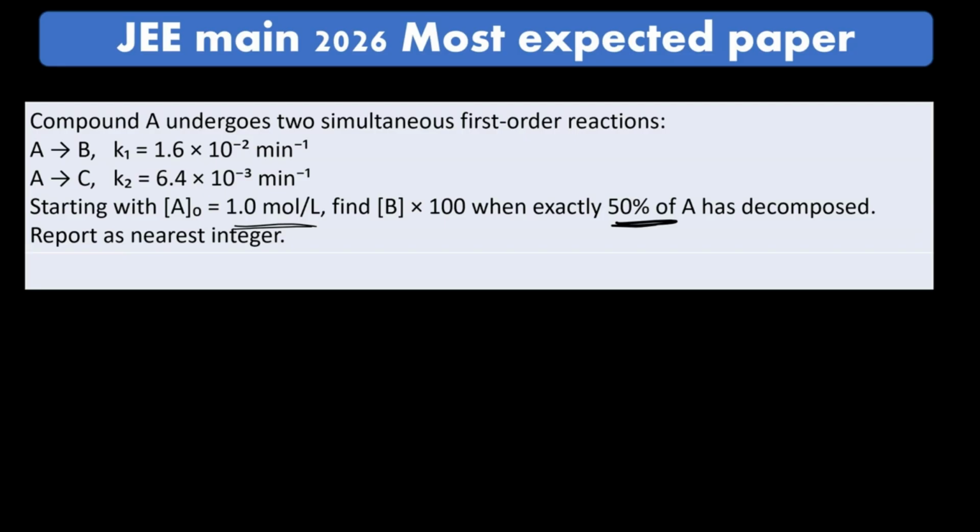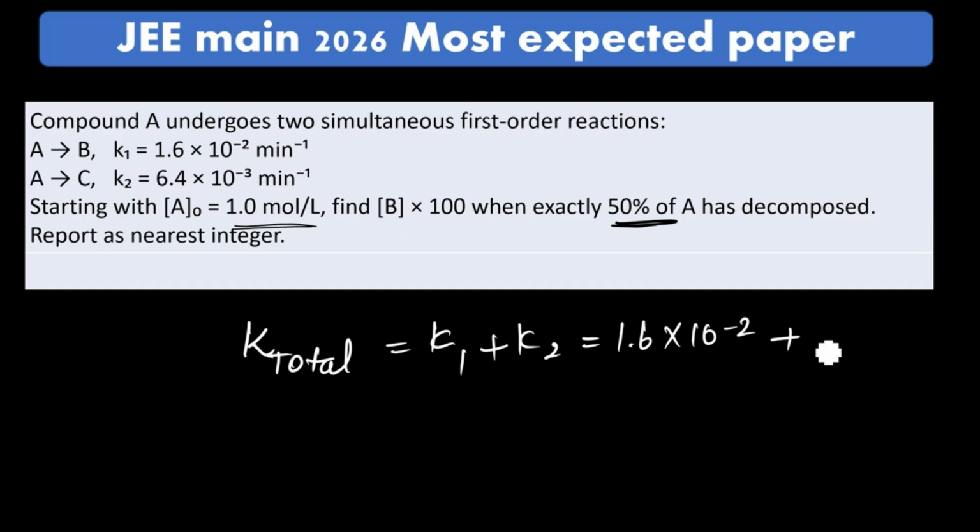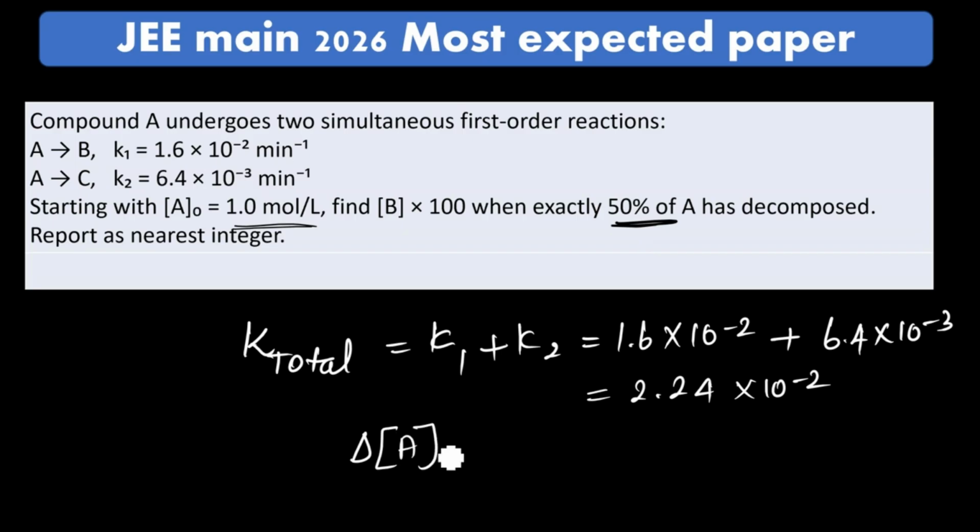So what you can do is, first let's calculate K total, which is K1 plus K2, right? That is given as 1.6 into 10 to the power minus 2 plus 6.4 into 10 to the power minus 3, which together is 2.24 into 10 to the power minus 2. They have mentioned 50% consumption, right? So the A concentration goes from 1 mole per liter to 0.5. That is the 50%. Now we have to find the B concentration.